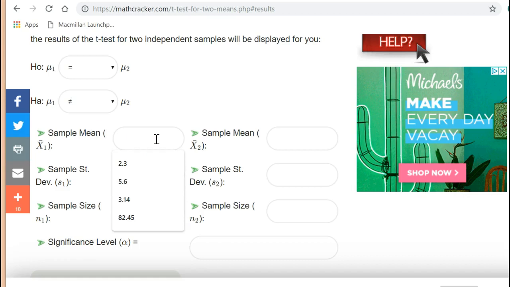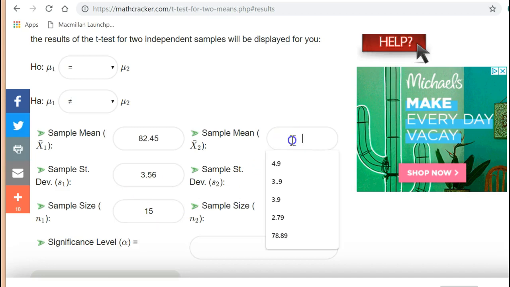In our first sample, we had a mean exam score of 82.45. We had a sample standard deviation of 3.56, and we had a sample size of 15. In the second class, we had an average exam score of 79.89 and a sample standard deviation of 4.68 and a sample size of 17.